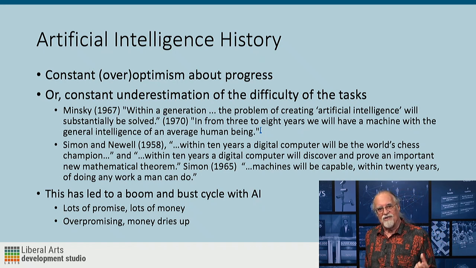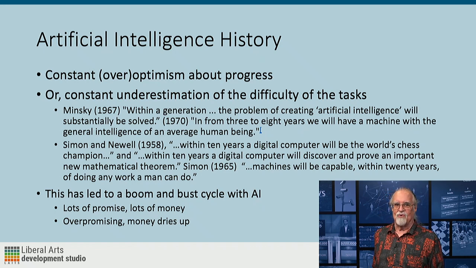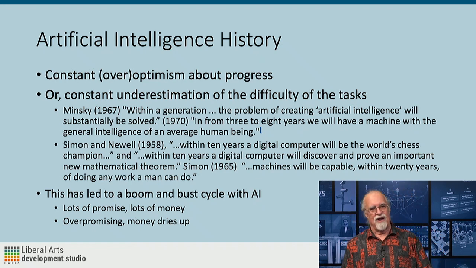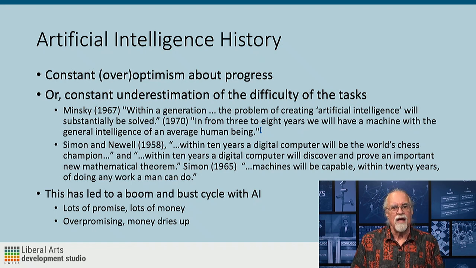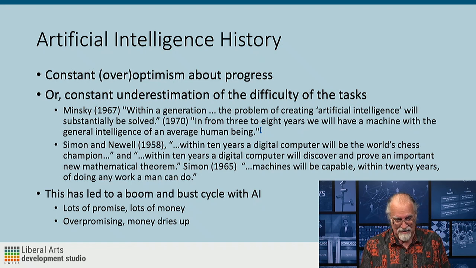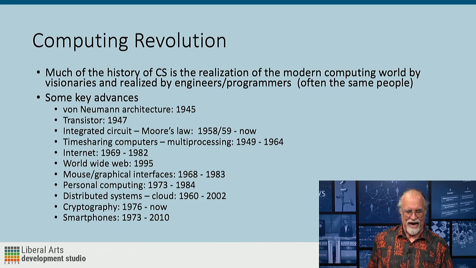But the bad part is it can lead to overhyping things, and what's happened in the history of AI is there have been boom and bust cycles. Yeah, we're going to solve all these problems. Yeah, we're going to have intelligent machines in 10 years. Let's put a lot of money into it. Oh, wait, we didn't get it. Let's not fund it at all. And so it's a mixed blessing. At this point, I'd say it's a blessing because they have been working on it for that long, and things have changed, okay?